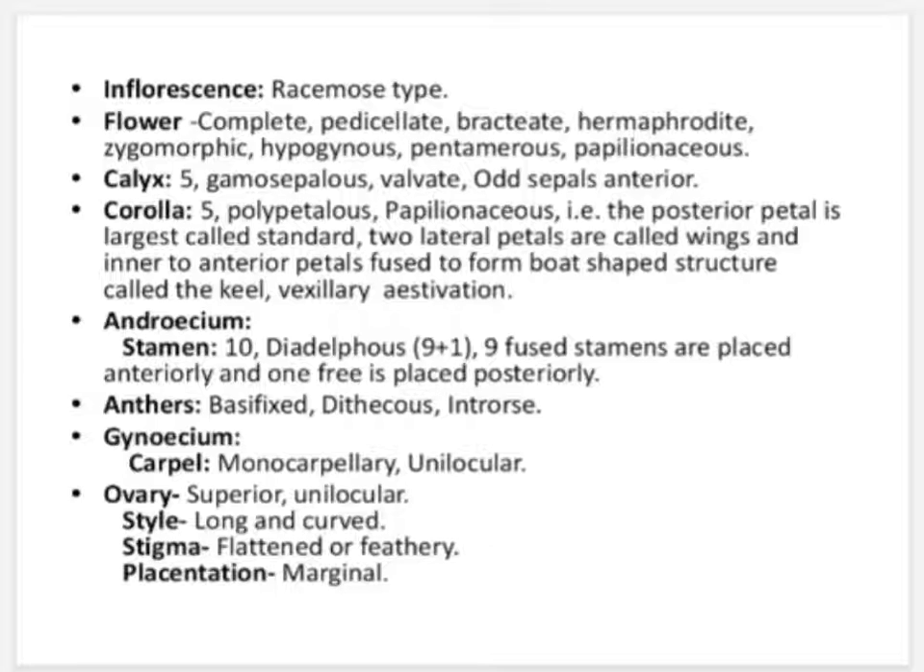Corolla: 5 petals and fusion is polypetalous, means all petals are free from each other. Papilionaceous petals, that is the posterior petal is largest, called standard. 2 lateral petals are called wings and inner 2 anterior petals fuse to form boat shaped structure called the keel, and estivation of petals is vexillary.